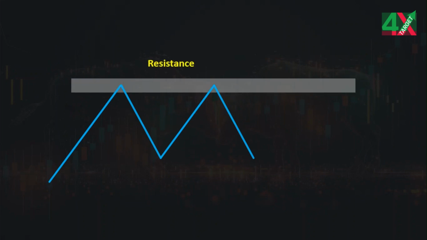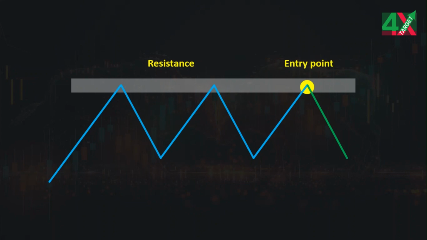Once this resistance is confirmed, we wait for the price to pull back and retest that level. This retest creates a potential selling opportunity, because there's a strong potential that the price will reverse downward after encountering resistance again. Resistance levels play a key role in price action trading. They help traders identify strategic points for entries and exits, especially when combined with confirmation signals or market structure.